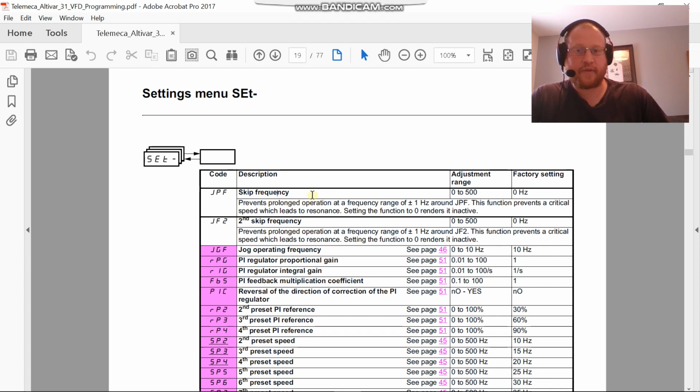So what we can do is, if those frequencies are known or discovered, we can skip them as we're accelerating that motor and connected load.